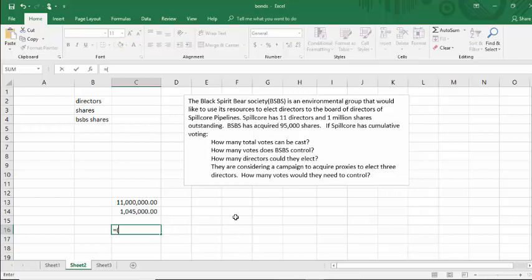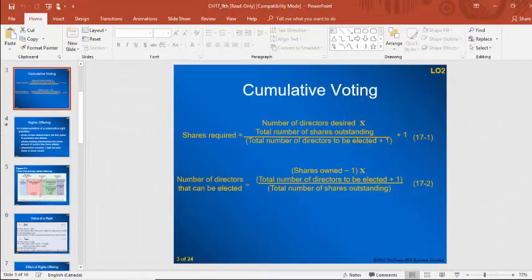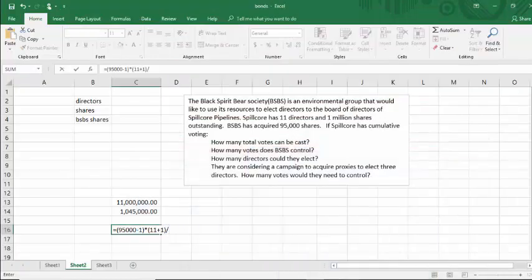So shares owned, 95,000 minus 1, times the total number of directors to be elected plus 1. So there's 11 directors to be elected plus 1. And we divide the whole thing by the total number of shares outstanding. So the total number of shares outstanding, there's 1 million.